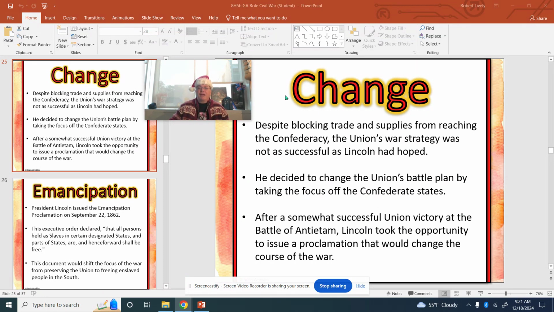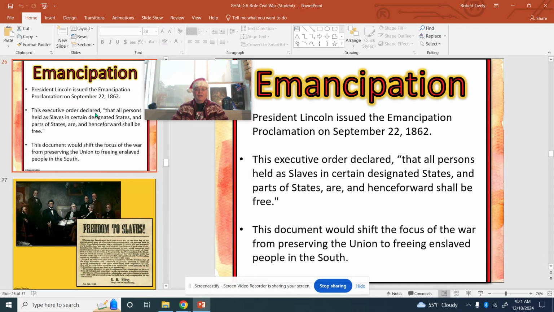Despite blocking trade and supplies from reaching the Confederacy, the Union's war strategy was not as successful as Lincoln had hoped. He decided to change the Union's battle plan by taking the focus off the Confederate states. After a somewhat successful Union victory at the Battle of Antietam, Lincoln took the opportunity to issue a proclamation that would change the course of the war. That proclamation is known as the Emancipation Proclamation. So that's this big word right here, emancipation. President Lincoln issued the Emancipation Proclamation, which basically means, I'm freeing you. You are free to go.